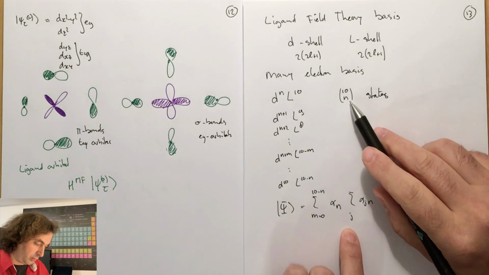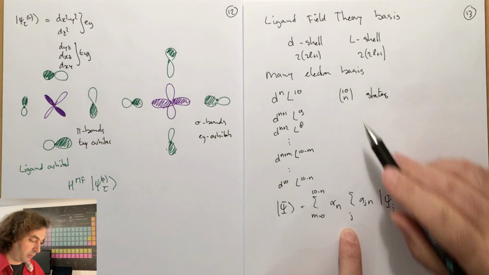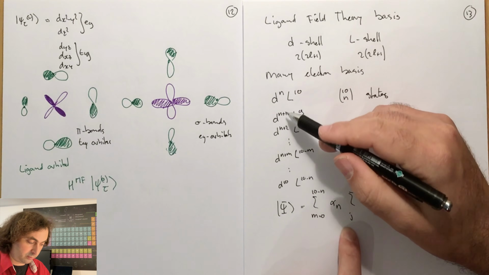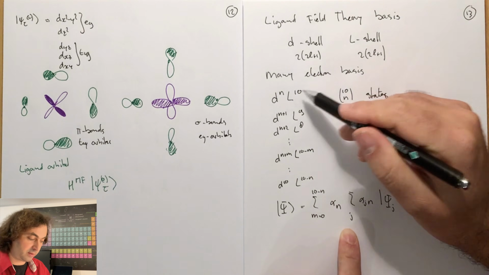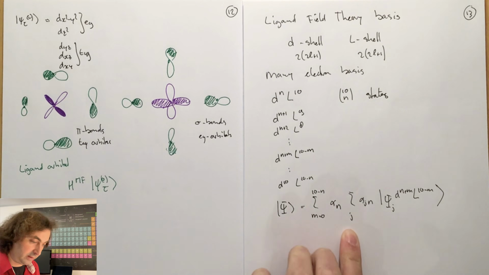So j goes over all possible states, which is the binomial of 10 over the number of electrons on the d side times 10 over the number of electrons on the ligand side.